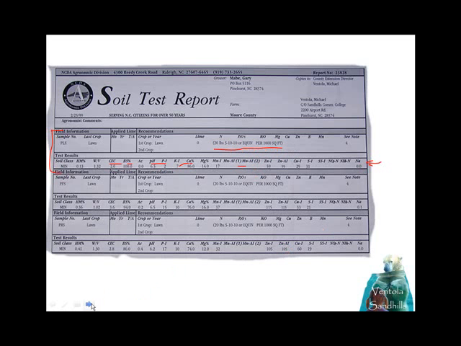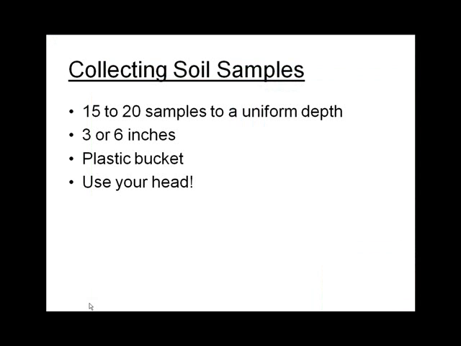We need a soil probe. This is probably not giving the plant what it needs. This is what it looks like when somebody has Roundup on their shoes and decides to walk on a putting green. But we will need a soil probe. Hopefully we will have clean shoes without Roundup on them. Collecting samples, you want to take between 15 and 20 samples to a uniform depth.